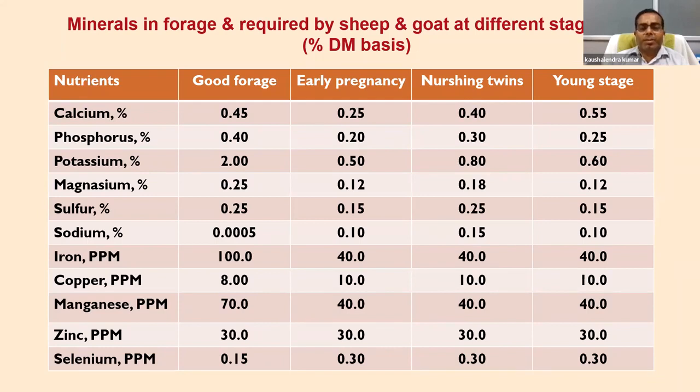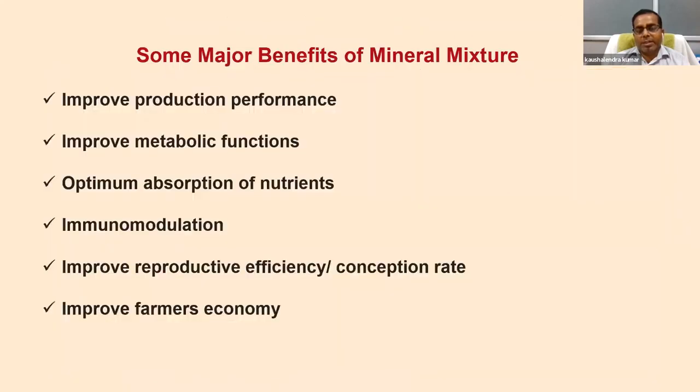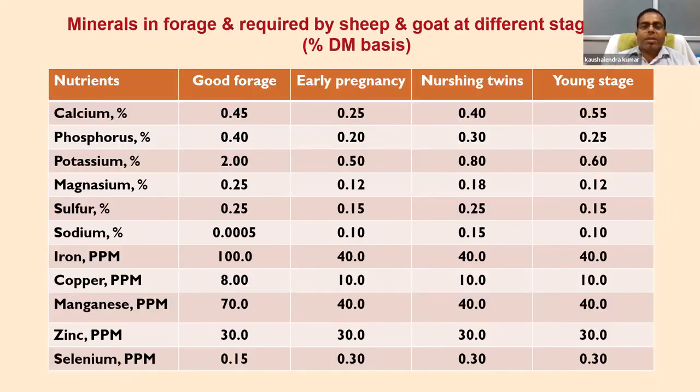In good quality forage, there are different percentages of calcium, phosphorus, potassium, magnesium, sulfur, sodium, iron, copper, manganese, zinc, and selenium. And the concentration required, you can see in this table, under pregnancy, nursing twins, and young stage. So at different stages of physiological condition, the requirement is variable.